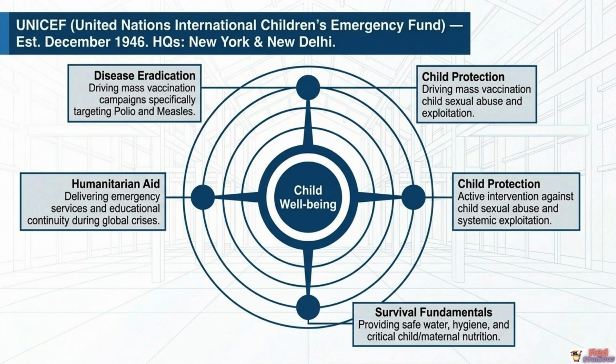Survival fundamentals ensure that children have access to the essential prerequisites of health: safe drinking water, basic hygiene infrastructure, and adequate child and maternal nutrition, including micronutrient supplementation programs for iron, iodine, and vitamin A deficiency prevention. Humanitarian aid delivers emergency educational and health services to children in conflict zones, natural disasters, and humanitarian crises where normal health infrastructure has collapsed. Child protection encompasses active intervention against child sexual abuse, exploitation, trafficking, and child labor, systemic violations of childhood rights that constitute major public health crises in themselves.